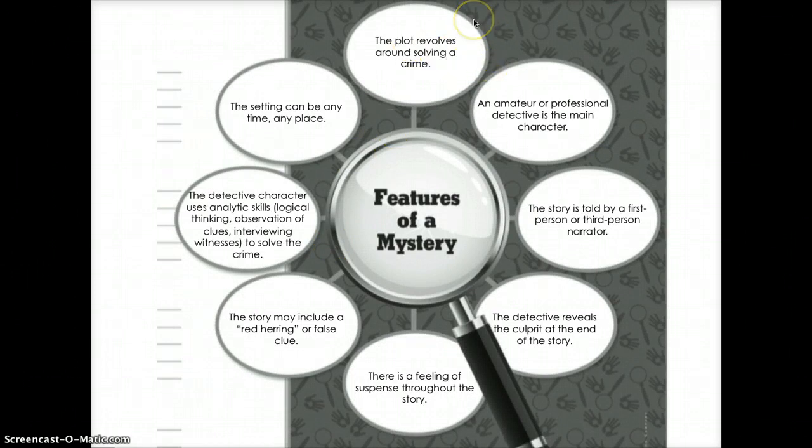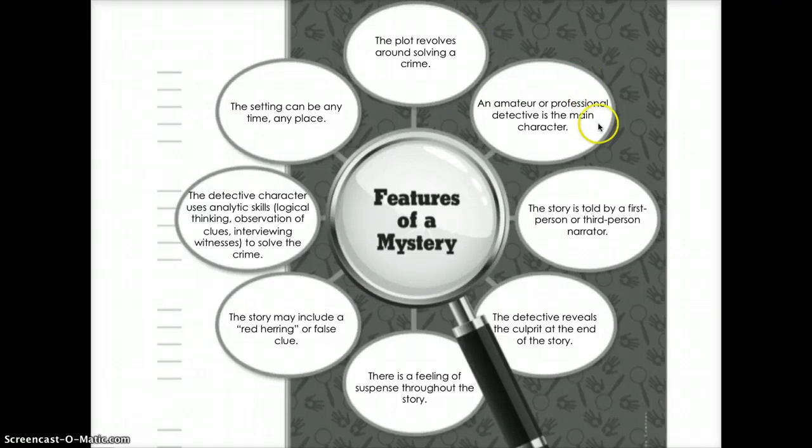Okay, the plot revolves around solving a crime or some sort of undoing. Like yesterday, we read about the lost ticket, and it wasn't a crime. No one broke any laws. A parrot took a ticket, wanted to hang out with it in its parrot cage or whatever.